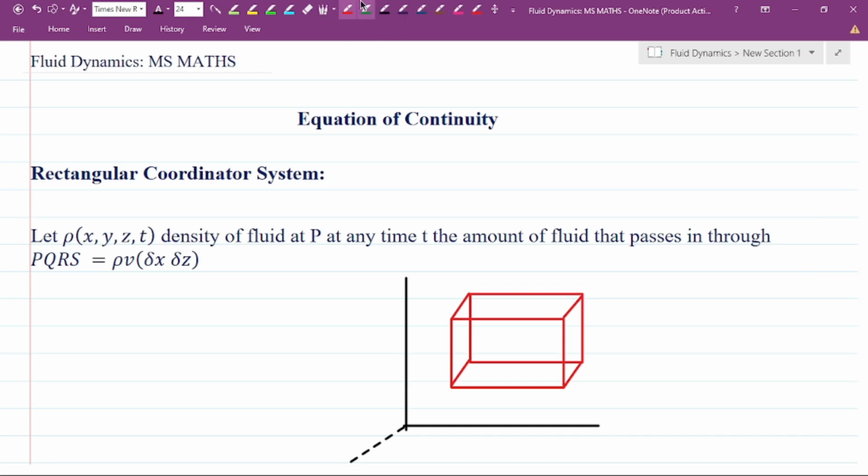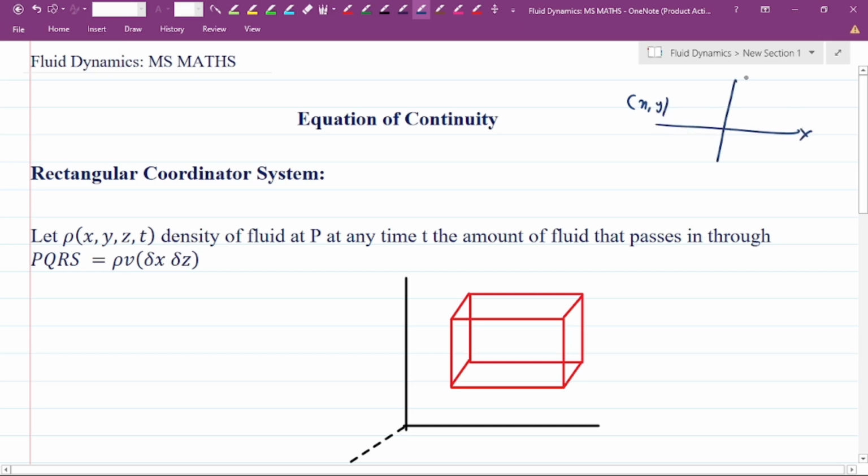There are many coordinate systems, like the rectangular coordinate system, in which we use x, y, or x, y, z to locate a point. Next is the cylindrical, in which we use an angle, and we'll get the equation of continuity. There is also a spherical coordinate system, in which we use angles and the coordinates along the z axis. So these are the types of coordinate systems.